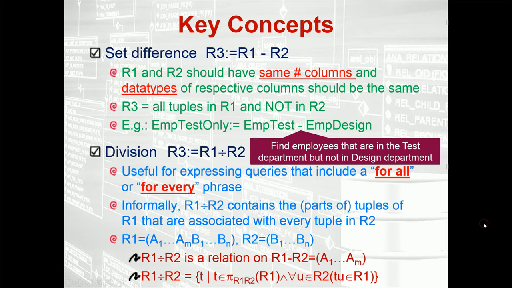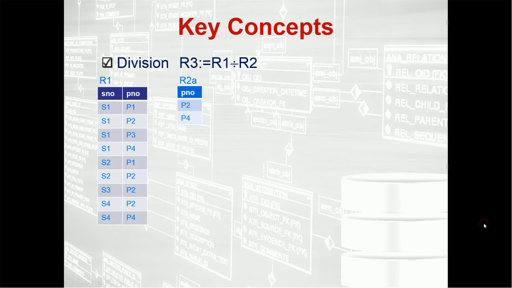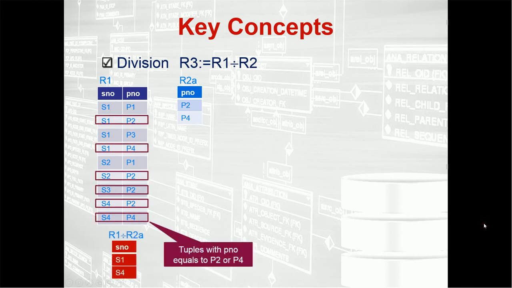The division operation is useful for expressing queries that include a for all or for every phrase. Informally, R1 divided by R2 contains the parts of tuples of R1 that are associated with every tuple in R2. In this example, to get R1 divided by R2a, we first look for all tuples in R1 with PNO found in R2a. Then we check to see if the corresponding SNO should be added to the result relation.